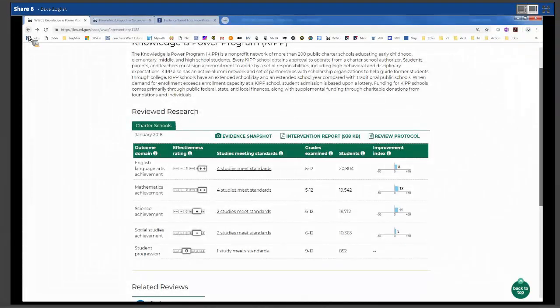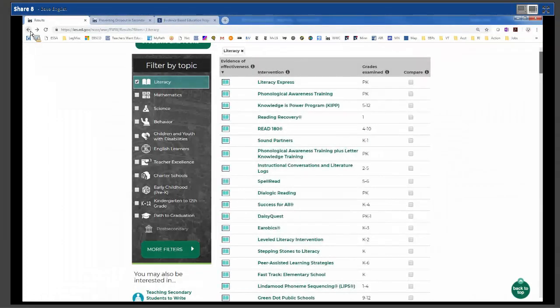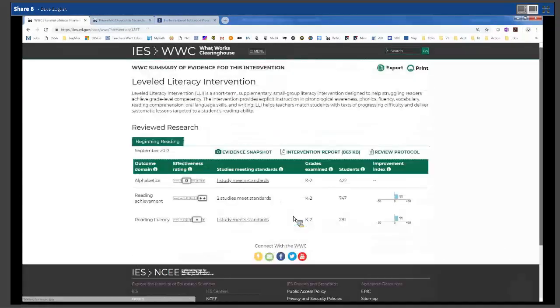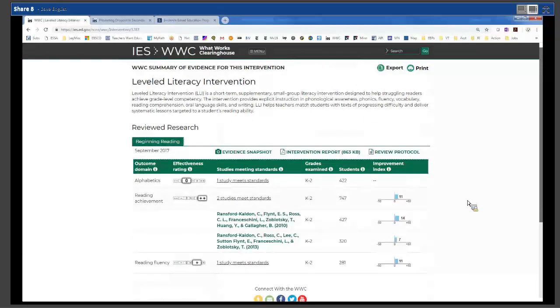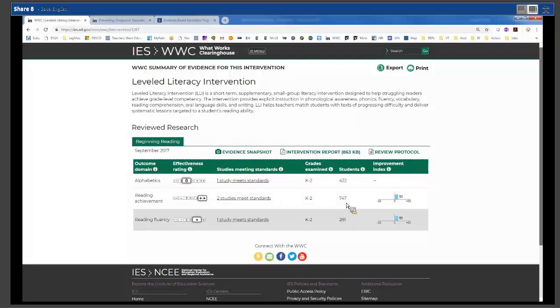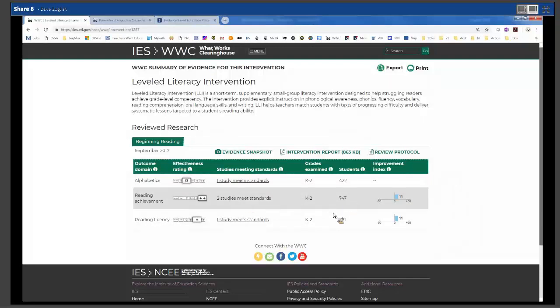So I'm going to keep it moving and show you how some other criteria are found. So I'm going to show you now how criteria around sample size and multi-site studies are met. So this time I'm going to go back into level literacy intervention, and I'm going to go into the reading achievements outcome level. Actually, I'm going to stay at this level real quick and show you that you can start to see sample size information immediately.